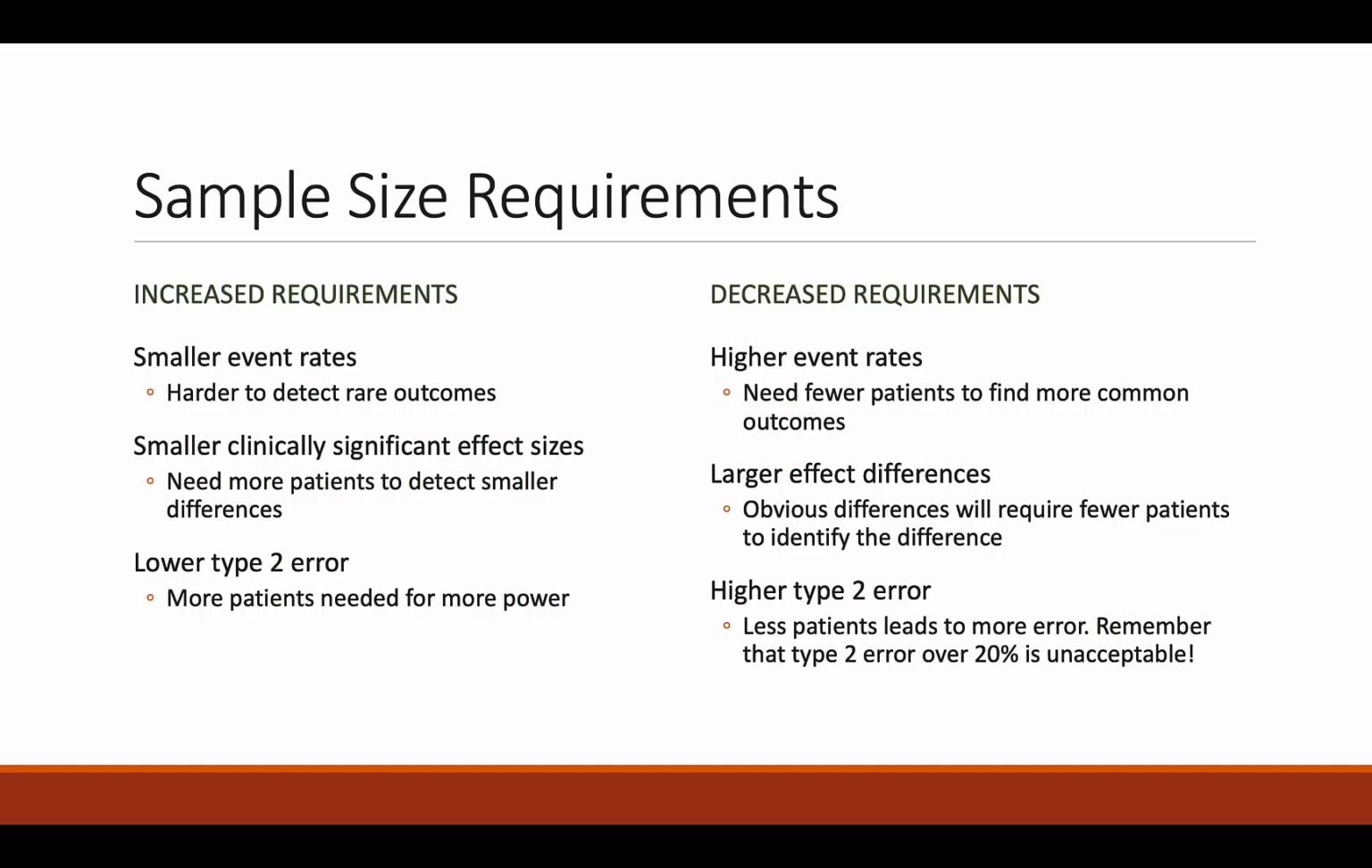This slide can be considered a reiteration of some of the patterns we identified on the last slide. So, sample size requirements. Some characteristics of studies that would require a very large sample size would be studies that have very small event rates because it's harder to detect rare outcomes, so we would need more patients. Studies which have smaller clinically significant effect sizes. So if we're looking at a very small difference between groups, we'd likely need a lot more patients to see that tiny difference. The smaller your effect size, the more patients you need.